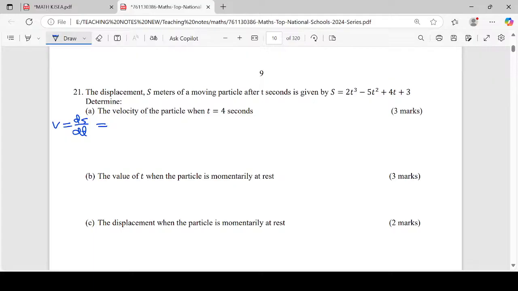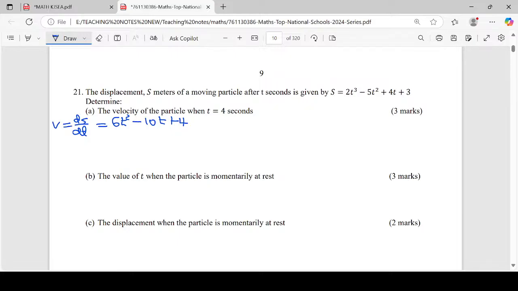When you're differentiating, learners, you drop the power down, then lessen the power by 1 to get the new power. So that's going to be 6t squared minus 10t plus 4. That is the equation for velocity.